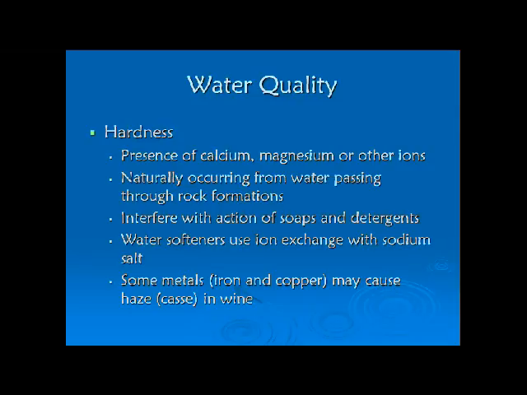Hardness of the water is a term that's used to indicate the high presence of calcium, magnesium, especially those two ions, but also some other metals. And these are ones that occur naturally in water as it passes through basically the rock formations underground. So you'll find areas of the country where the water is naturally harder or softer than in other areas.